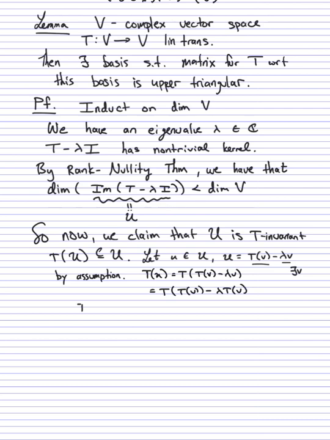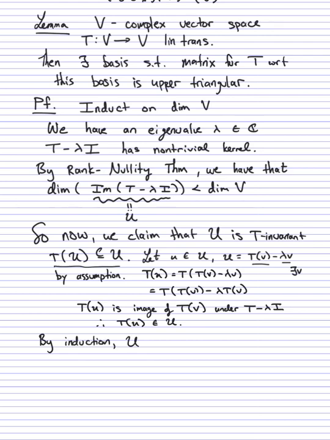So in other words, T of u is in the image of T of v under T minus lambda I, so therefore T of u is in U. Okay? So we know now that we have this subspace, which is of smaller dimension, and whatever this linear transformation does, it keeps it inside of itself.